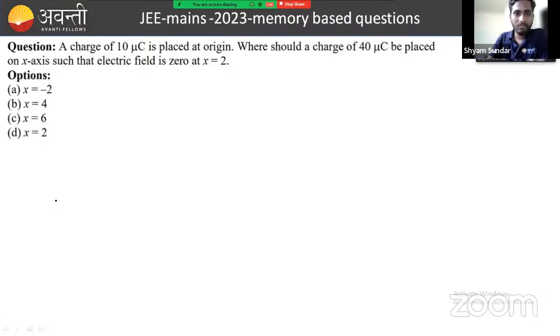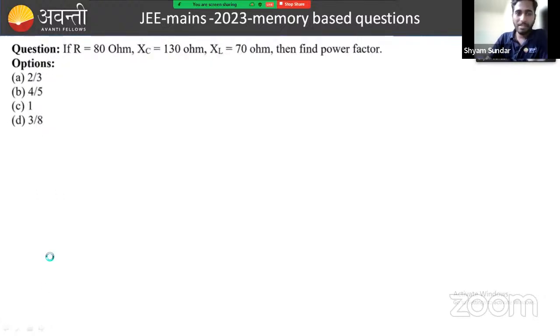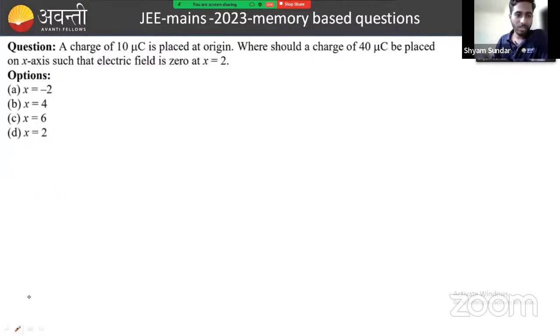Okay, this is another good question here. You can analyze. Let's go through the question. A charge of 10 microcoulomb is placed at the origin. Where should a charge of 40 microcoulomb be placed on the x-axis such that the electric field is 0 at x equals 2?